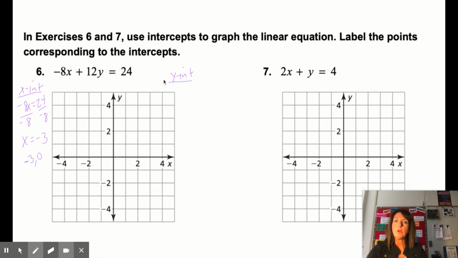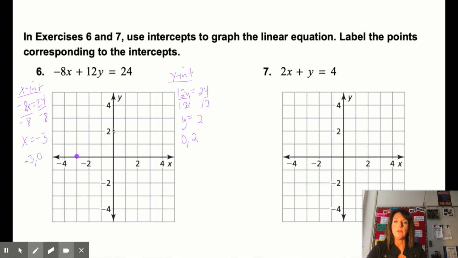So when I'm calculating my y-intercept, remember I'm substituting 0 for the x, and then I'll get 12y equals 24. So hopefully you can do some mental math here, right? We're dividing by 12. Y is equal to 2, and that makes the y-coordinate 2, so the x-coordinate was 0. Now these are the two ordered pairs. So we want to do negative 3, 0, and 0, 2.